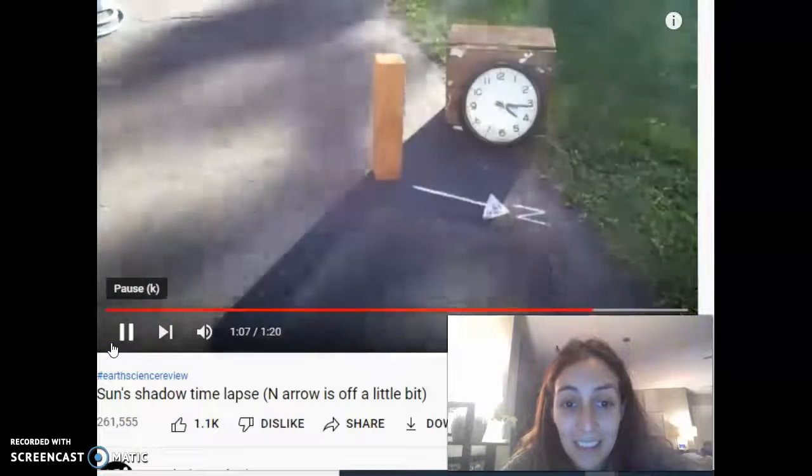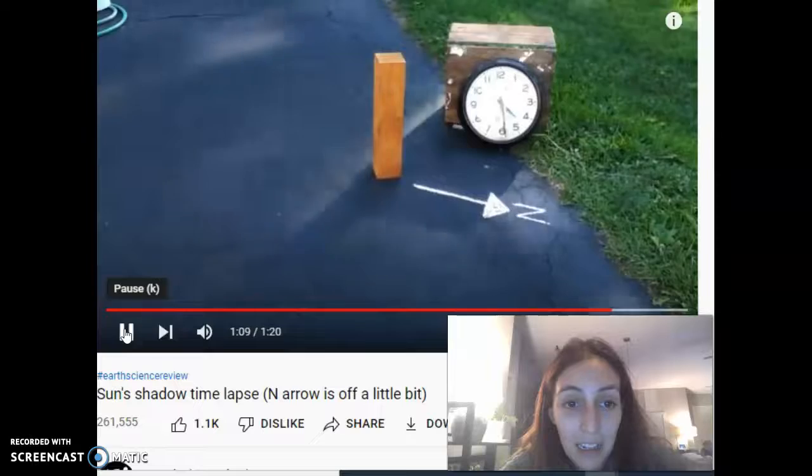All right, go to the next slide so that we can keep practicing and learning more about shadows.